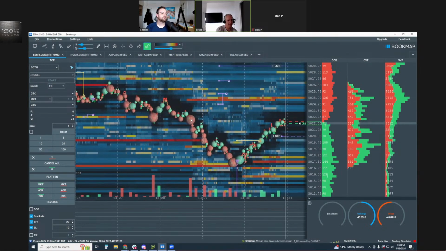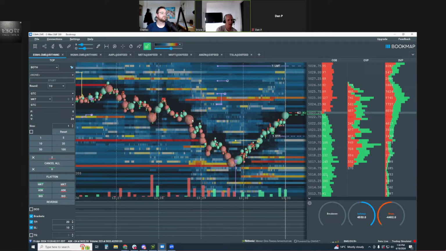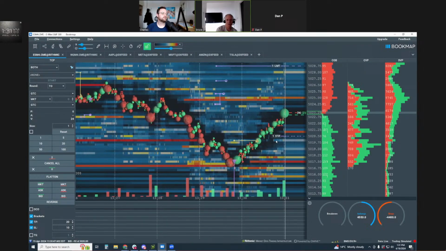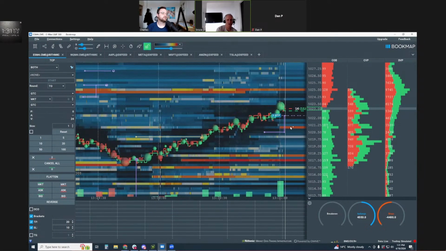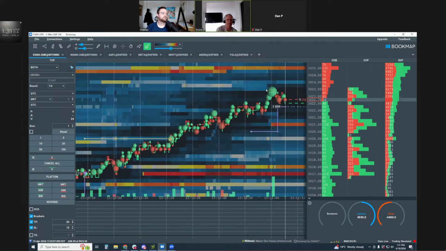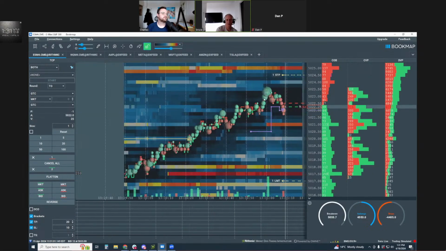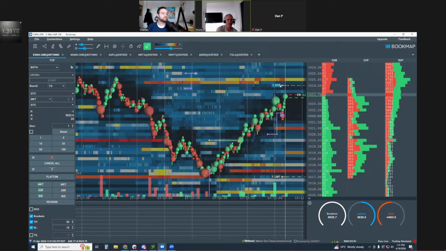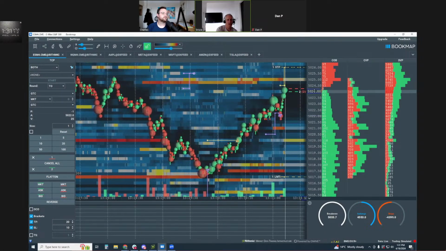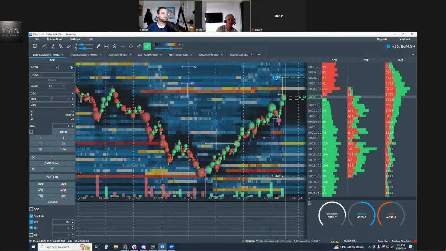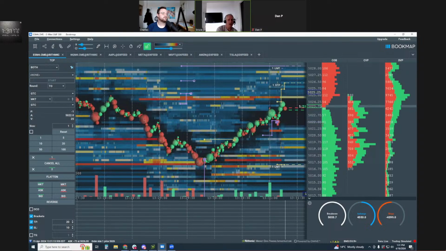Here we come back up to this area where the sellers came in. Here you got your high volume node. Okay, well then I don't see sellers yet, but I'm waiting for them to come in and take me into this trade. Okay, there we go. Probably get one more push up here. Now I want to show another thing too. This is a good example.